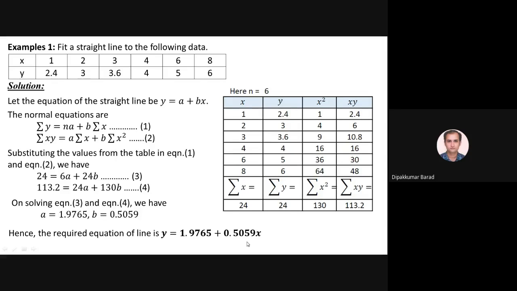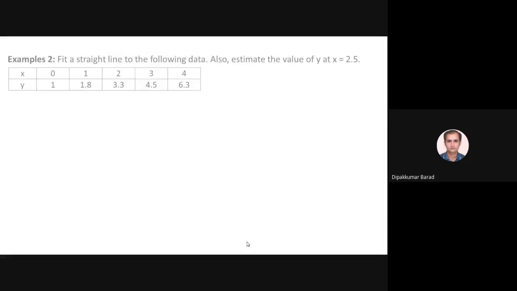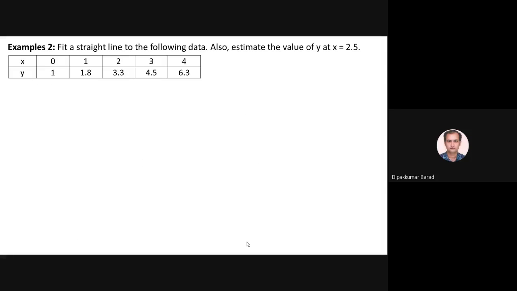Okay, so now the second example: fit a straight line to the following data. Also estimate the value of y at x equal to 2.5. Once we get the equation y equal to a plus bx, we can find the future value of y, or any value. We can predict the value of y for whatever x we have. Here x equal to 2.5 is not given in the data, but once we get the best fit curve, we can find this y.